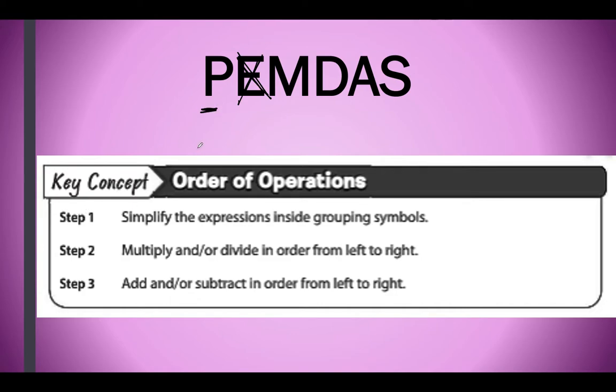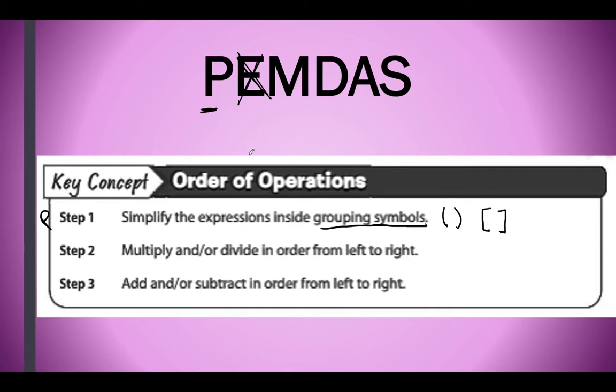So this is P. Step 1 says simplify the expressions inside the grouping symbol. So grouping symbols are parentheses or brackets. So you can add that there in your notes if you want to help you remember. We are skipping exponents for now.